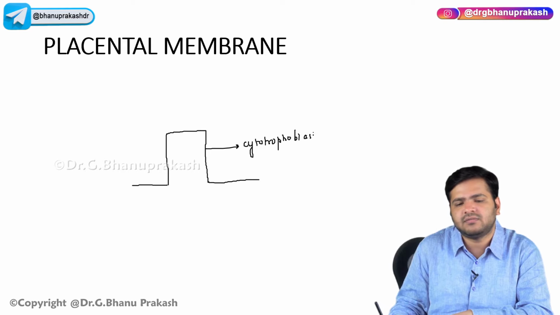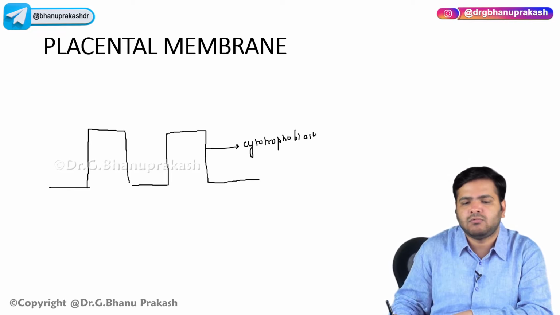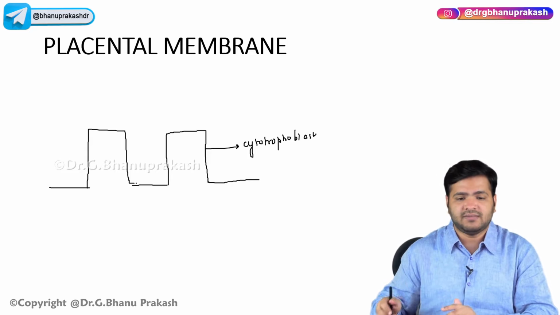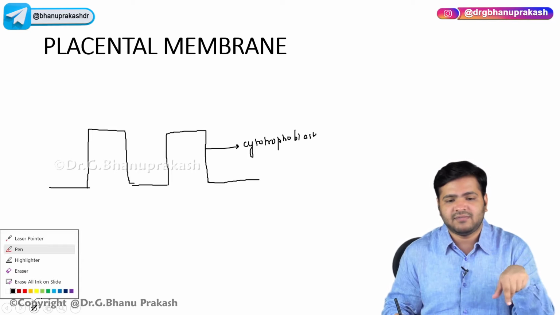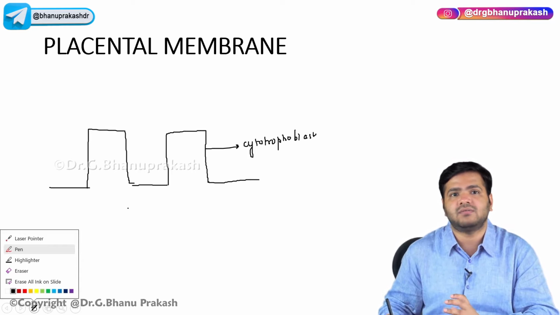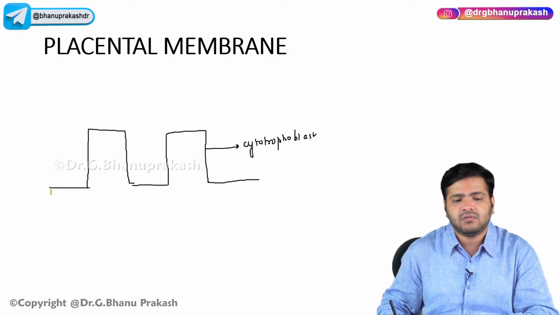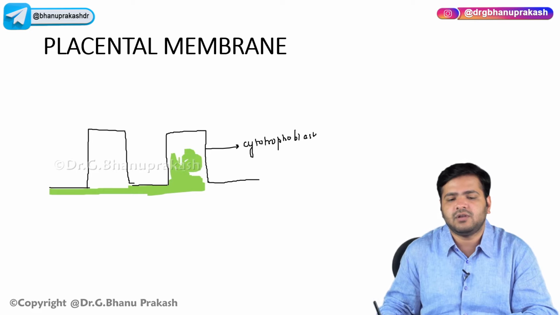Cytotrophoblast, right? This is the cytotrophoblast. You can draw one more for your reference. Now, this cytotrophoblast contains the primary villi, which you can see over here. This cytotrophoblast will contain this extra embryonic mesoderm.